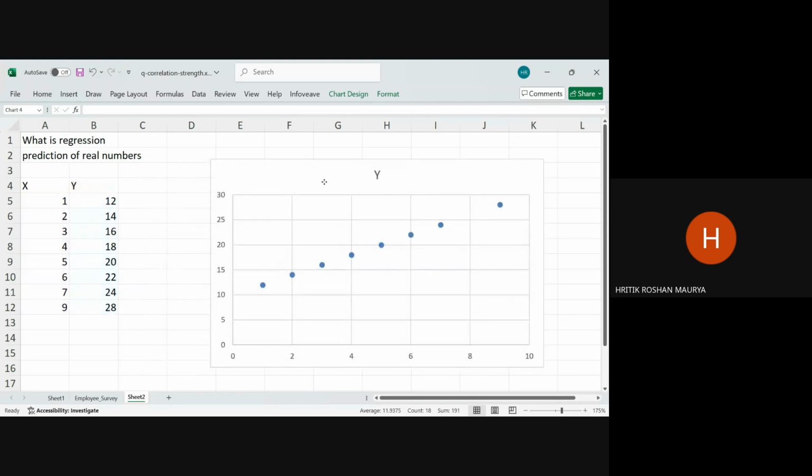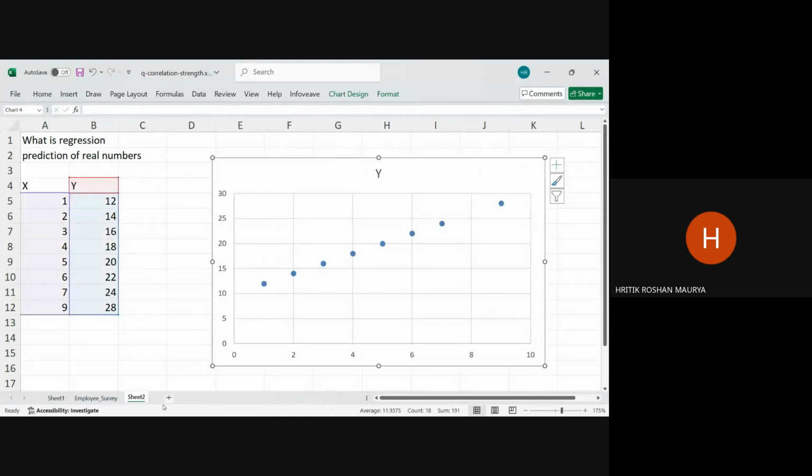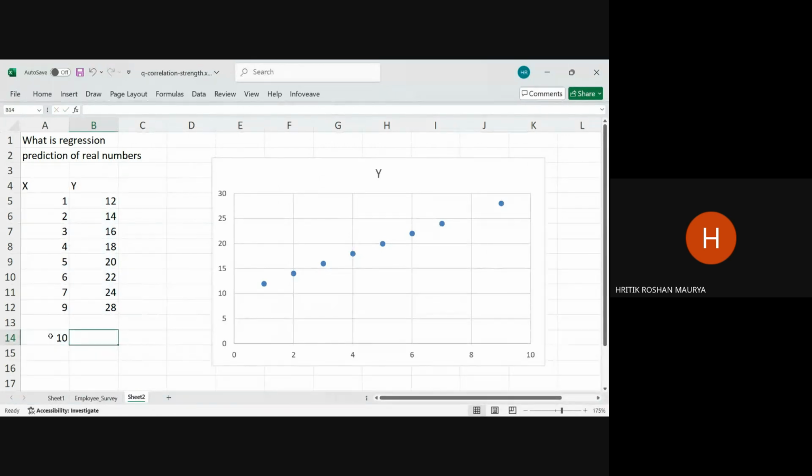Okay. So definitely, can you predict the value of the next data point? If the value is 10, then the value will be 10 times 2 plus 10. So it will be 30. Yeah, the same thing is done by the regression also.